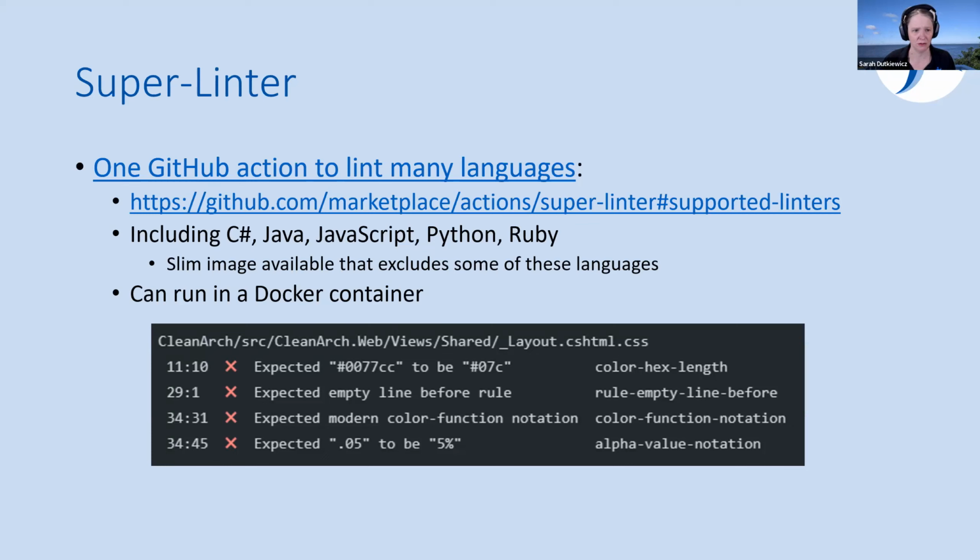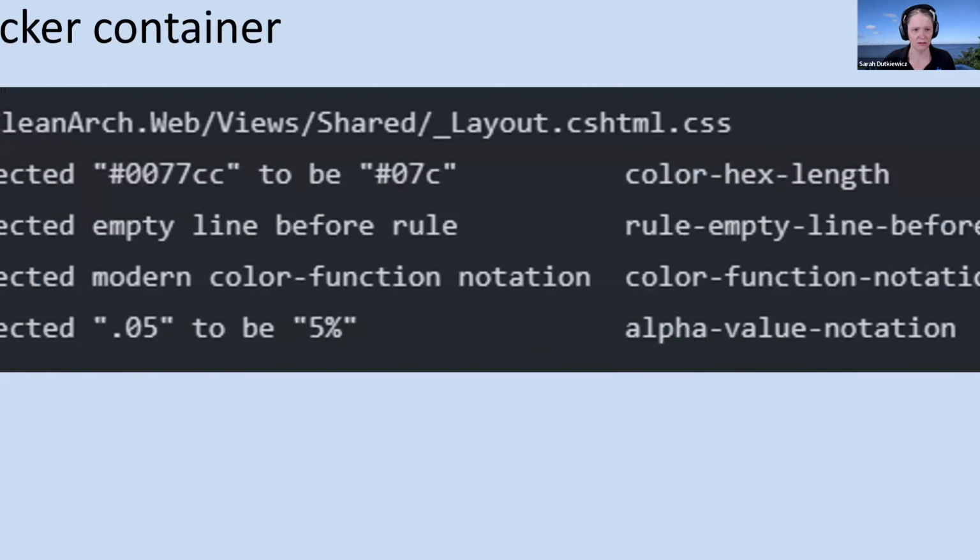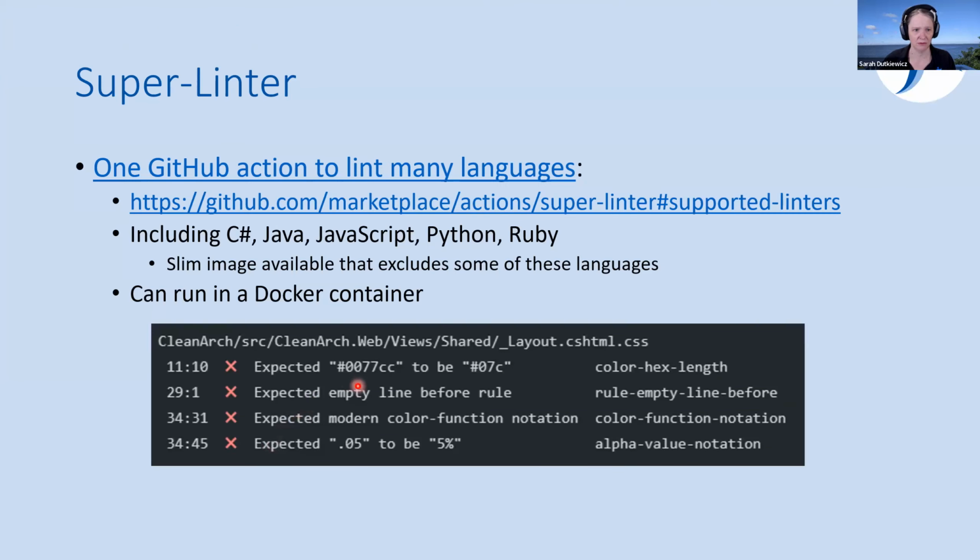I'm going to zoom in so you can see that these are the different kinds of things that a linter will look for. Notice it's complaining about things like the hex code, for example. It could be simplified down instead of the repeating characters to something a little simpler. You can see that the value notation for your alpha, for coloring, for RGB could be 5% instead of 0.05. So things like that. Linters get a little more specific in that kind of situation.